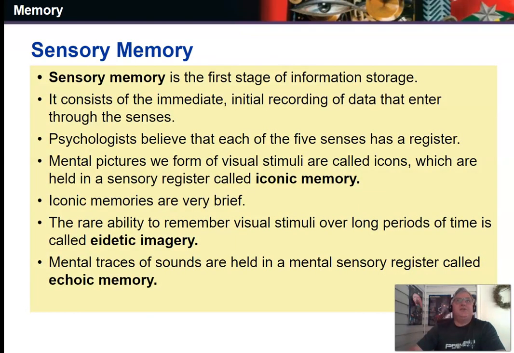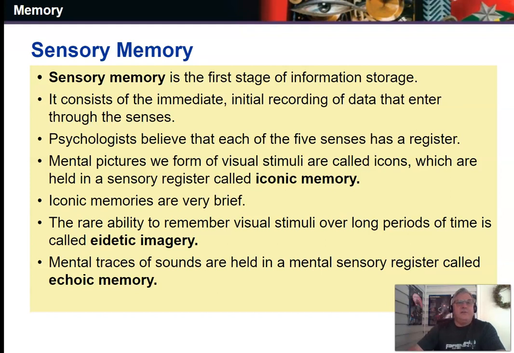Sensory memory is the first stage of information storage. It consists of immediate initial recording of data that enter through the senses. Psychologists believe that each of the 5 senses has a register. Mental pictures we form of visual stimuli are called icons, which are held in a sensory register called iconic memory. Iconic memories are very brief.